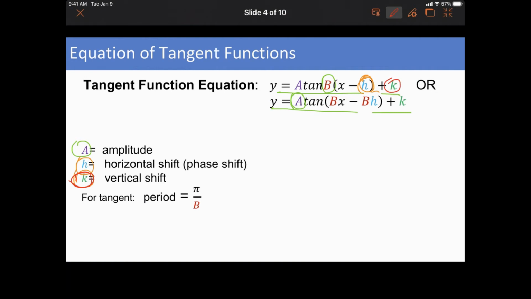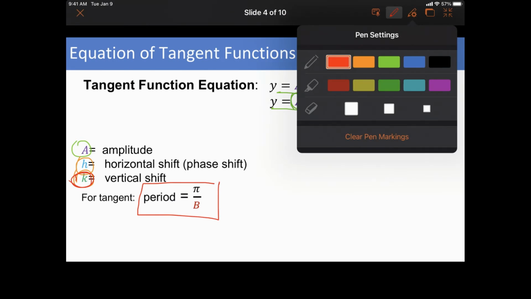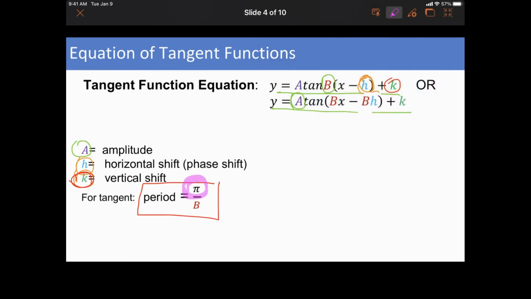Now let's talk about the period. For b, the period is pi divided by b. Still that pi, but this time, I mean, you're dividing by b here, right? That b is this b here. But it's pi. It's not 2 pi. For sine and cosine, it is 2 pi for its parent graph. So that's why we divided by 2 pi. But this is pi, so you have to remember it's pi.